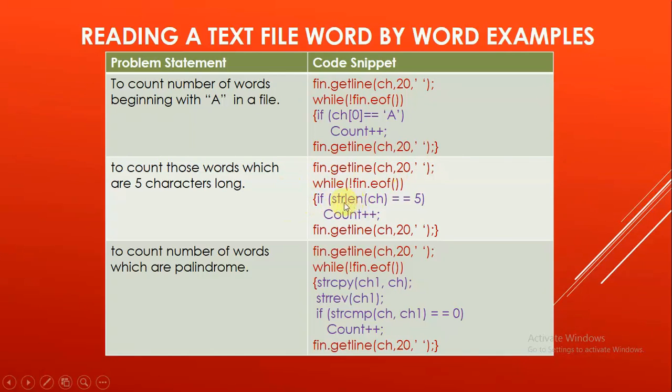strlen is already a function which is stored in string.h, so you can include the file string.h here. So I will check whether the length of the word which I have read is 5 or not. If it is 5, it will increase the count variable by 1. And the count variable again I have stored here before the loop, and I will initialize it by value 0. And then in the loop I will use the reading statement again, and this loop will continue till the end of file is reached, and all the words which are of length 5 will be counted, and the count is stored in the variable count, which I can display after the loop.